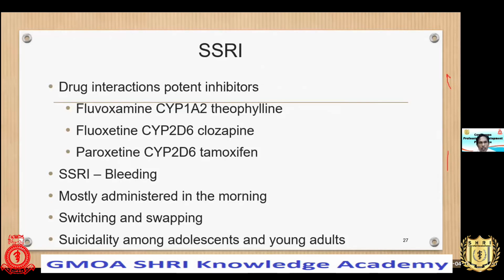And some drug interactions can occur. Fluvoxamine and theophylline, we can give, but the effectiveness is less when we give with fluvoxamine, the SSRI, because cytochrome P1A2 can be inhibited. And then fluoxetine with clozapine, one antidepressant and one antipsychotic. And then paroxetine, again an SSRI, with tamoxifen. So those are some of the drug interactions. And I told you that SSRI does not cause bleeding, but it worsens the bleeding tendency.